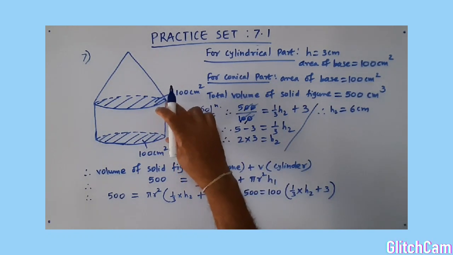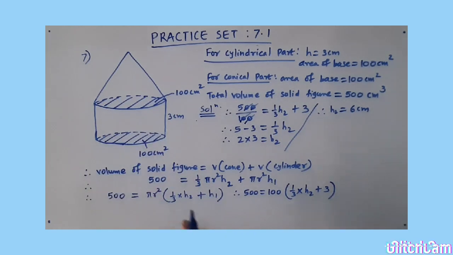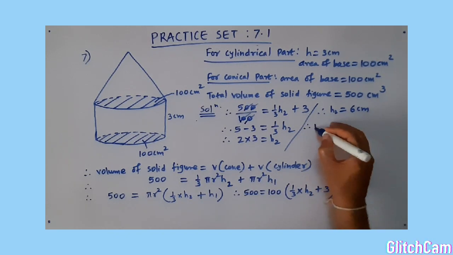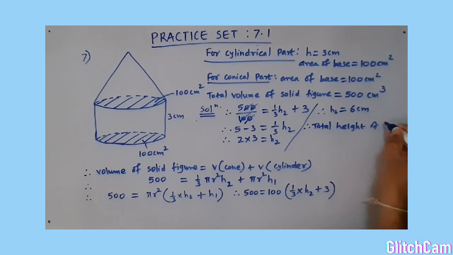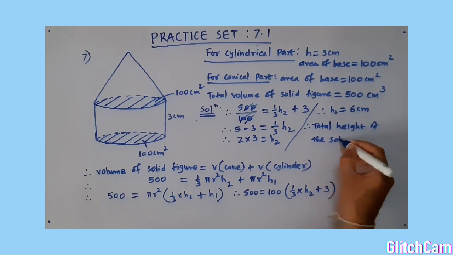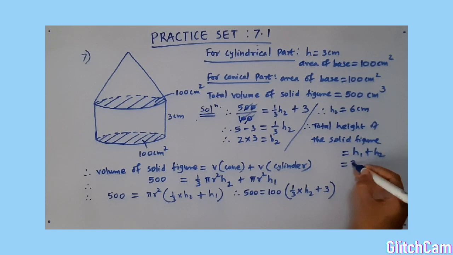Now you can easily say, if the height of the cylindrical part is 3 and the conical part is 6, what is the total height of the entire figure? The total height of the entire figure will be 9 centimeters. So the total height of the solid figure is equal to h1 plus h2. h1 is 3 centimeter, h2 we got 6 centimeter. So the total height of the entire solid will be 9 centimeter.